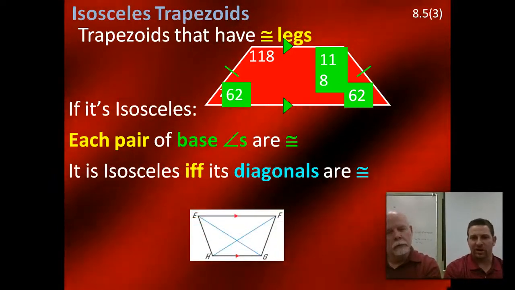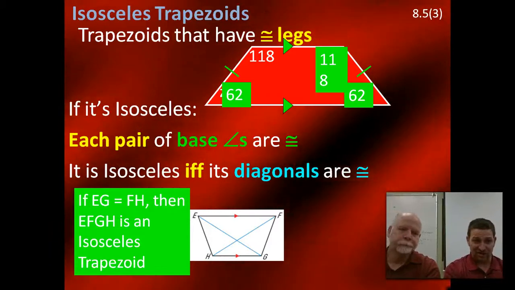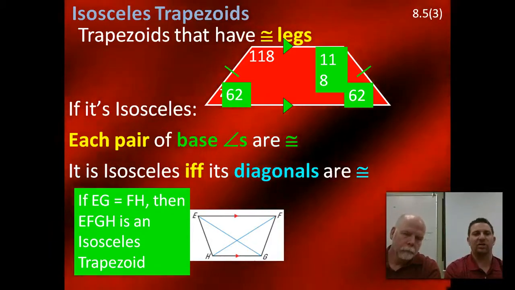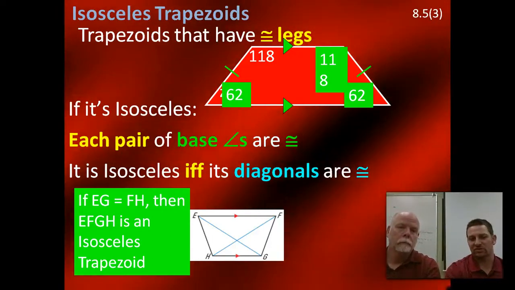So if we have this problem right here, we have EF is parallel. We have a trapezoid here. Let's see what they're going to ask us to do. We're going to say if EG is congruent to FH, so if diagonal EG is congruent to diagonal FH, then EFGH is an isosceles trapezoid. And so they're asking, is that true or false? And the answer is true.